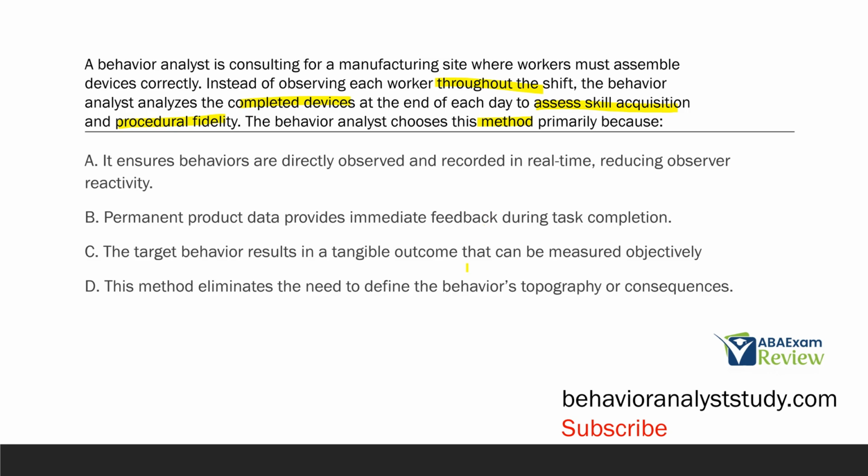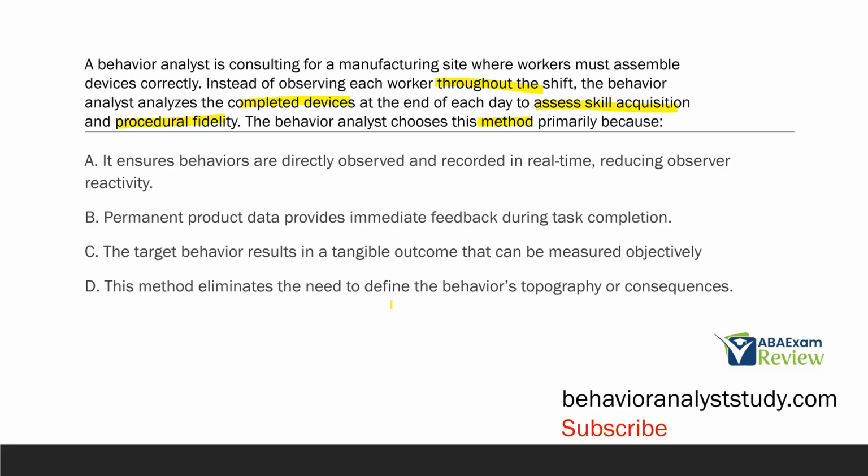C, the target behavior results in a tangible outcome that can be measured objectively. So far, C is the best answer. Now, given what we know about this question and the information, is there another reason the analyst could have chosen permanent product? Sure, but so far C is our best answer because A and B don't fit.